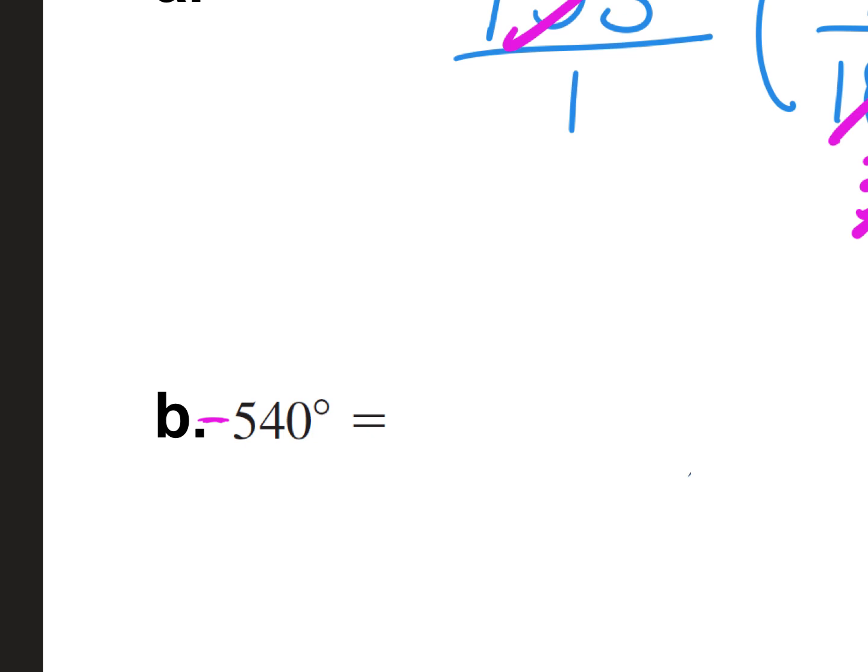But what do you guys realize about 540 or negative 540? Is that bigger than one whole circle? Yeah. Does that make a difference? No, you do the conversion the exact same. The only thing you have to remember is there needs to be a what in your answer? A negative sign. So I'm still going to say 540 over 1. And then what's my conversion? Pi over 180.